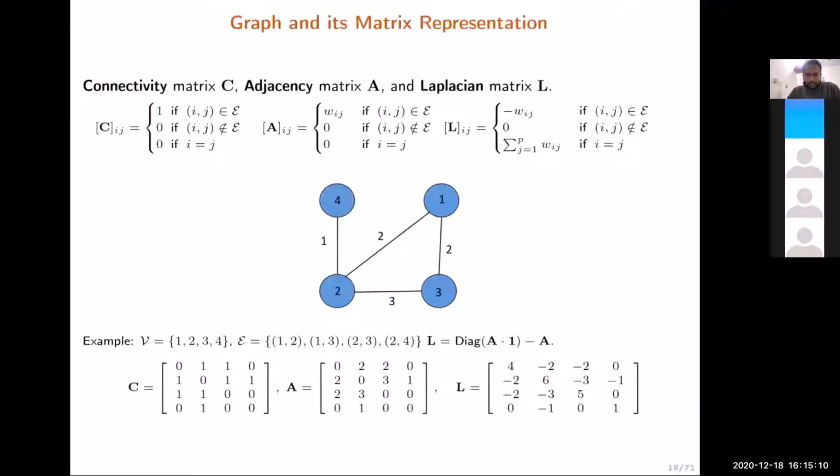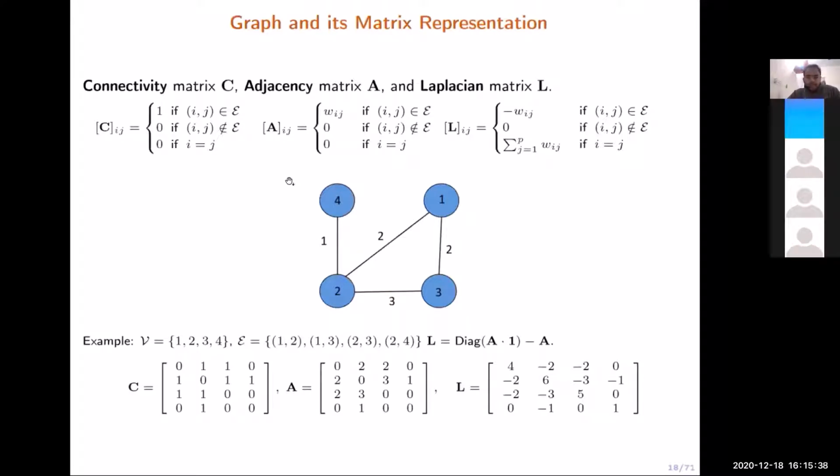Okay, let's go next. Before we start formally doing graph learning, we should get accustomed with three popular matrices which are primarily used in representing graphs. The first matrix is the connectivity matrix. Suppose this is the graph we have. The connectivity matrix simply represents the connectivity pattern. It will just encode 0 or 1: if they are connected, it is 1, and if they are not connected, it is 0.